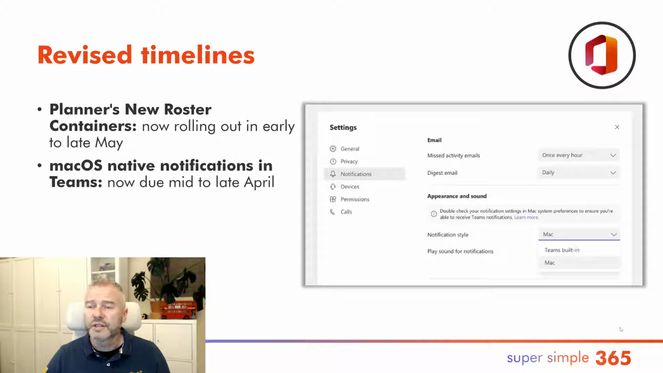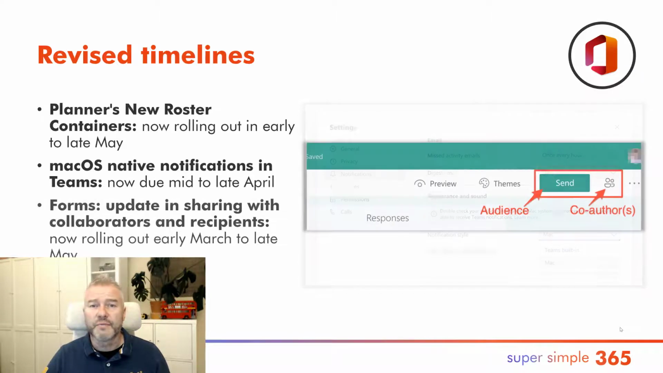macOS native notifications. I feel like I've been talking about this for a long time. Due mid to late April, so anytime of the next couple of weeks really.